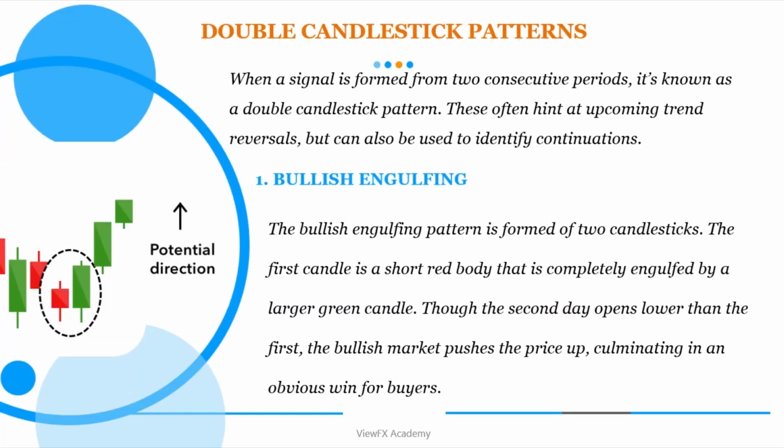When a signal is formed from two consecutive periods, it's known as a double candlestick pattern. These often hint at upcoming trend reversals, but can also be used to identify continuations. Bullish engulfing. The bullish engulfing pattern is formed of two candlesticks. The first candle is a short red body that is completely engulfed by a larger green candle.